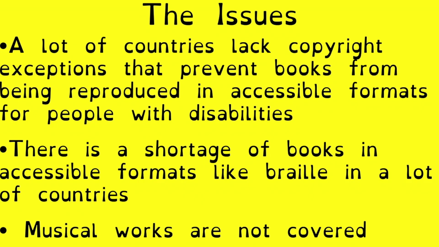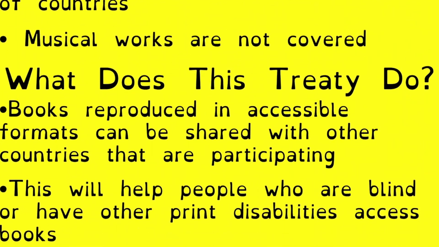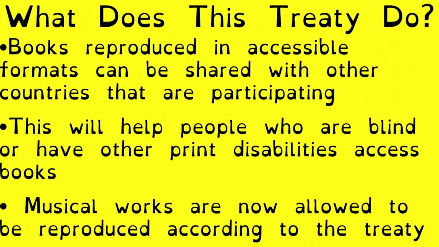What the Marrakesh Treaty does is it allows the reproduction of accessible formats for the participating countries, and the U.S. is able to share those formats like Braille books and other accessible materials. That way, for example, people who are blind in other countries have access to Braille books, which is a big thing, and now musical works are covered and can be reproduced according to the treaty.